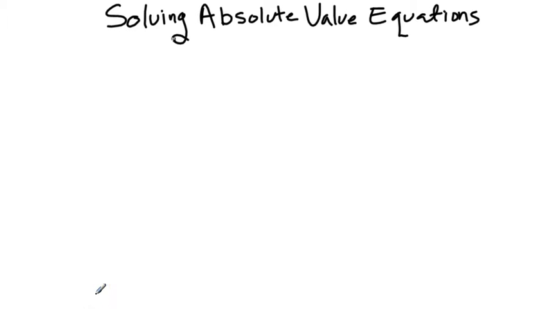Solving absolute value equations. So let's start with a basic one. At its very basic, well, not very basic, but pretty close to it. We want to solve the absolute value of 2x minus 5 is equal to 9.